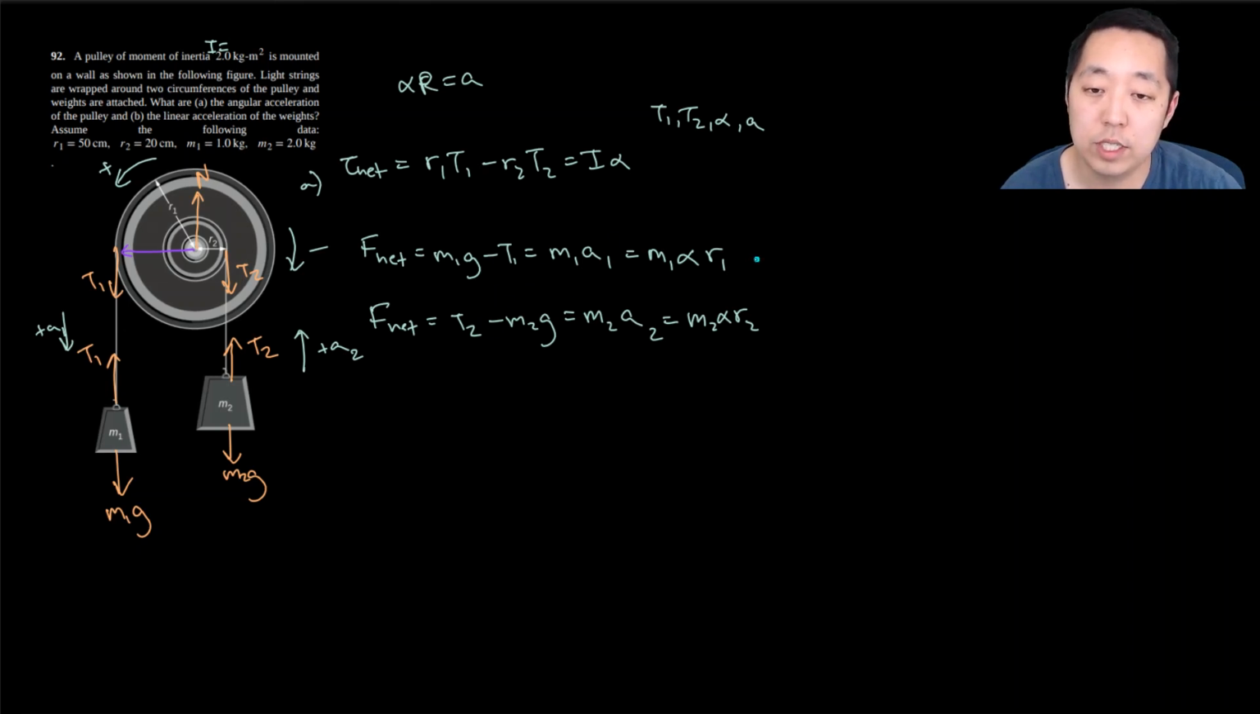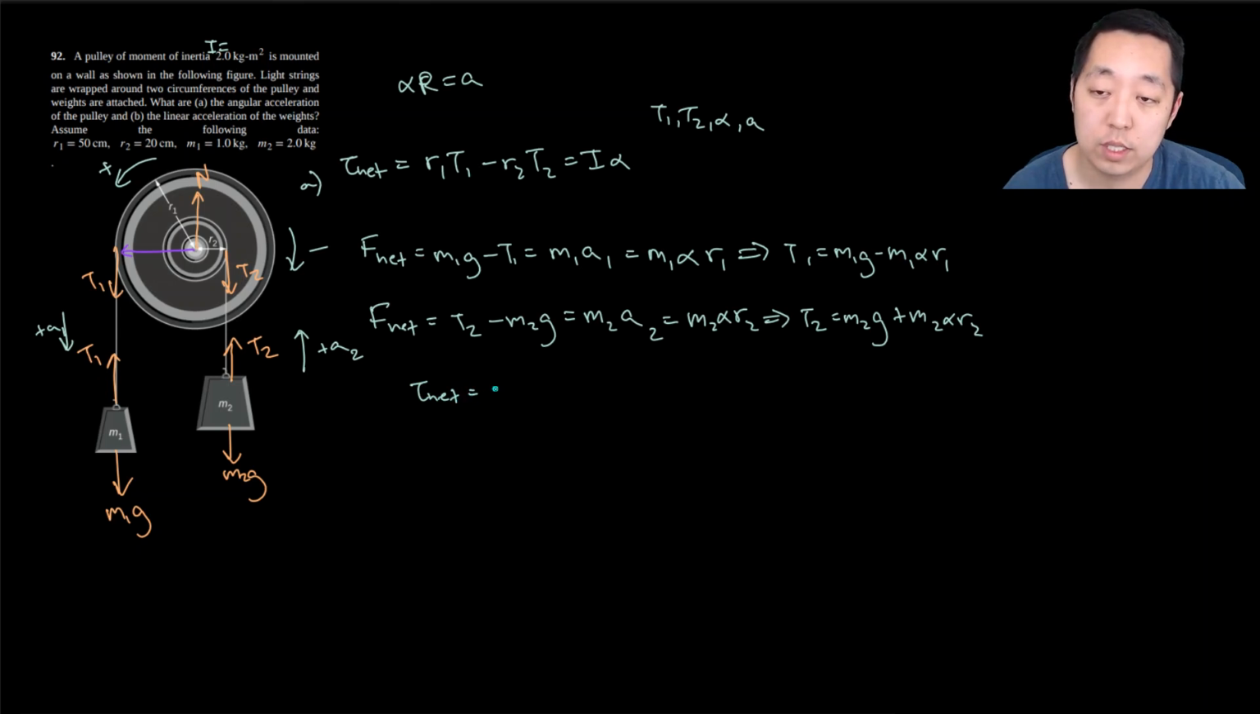So this equation I can rewrite as T1 is equal to M1G minus M1 alpha R1. And this equation becomes T2 is equal to M2G plus M2 alpha R2. And I'm going to plug both of these into this equation. So my net torque is going to be R1 times T1, which is M1G minus M1 alpha R1, minus R2 times M2G plus M2 alpha R2. That has to equal I alpha.